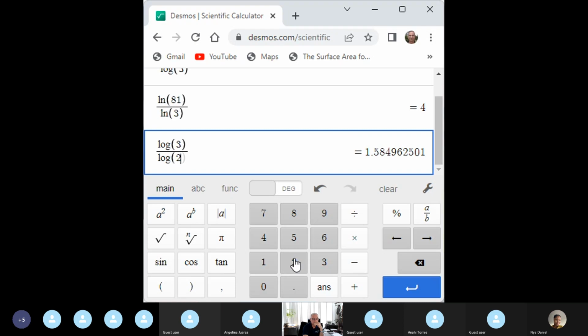And in the majority of scenarios, this answer is irrational. Irrational means it has infinite non-repeating decimal digits. However, I want to truncate, so I want to copy. It's 1.58496250. I copy every digit.